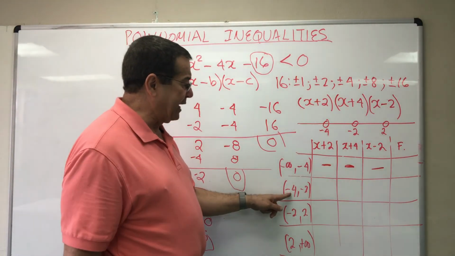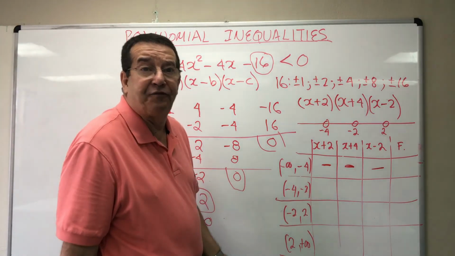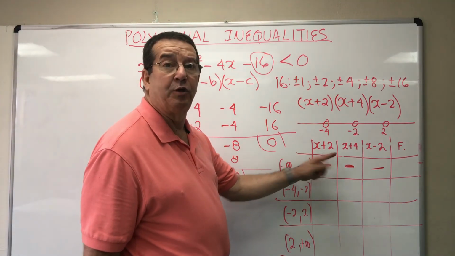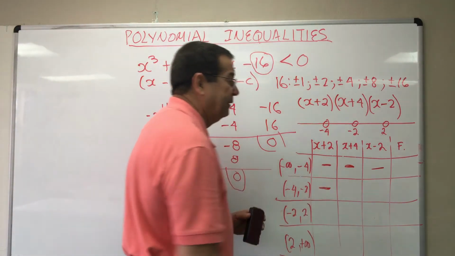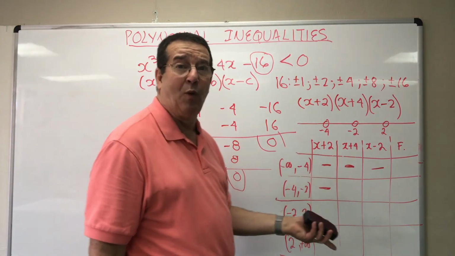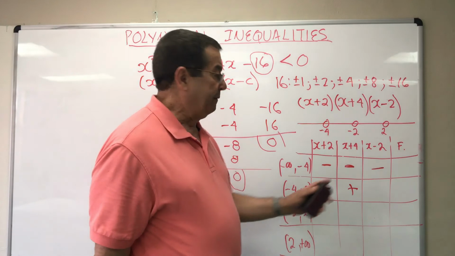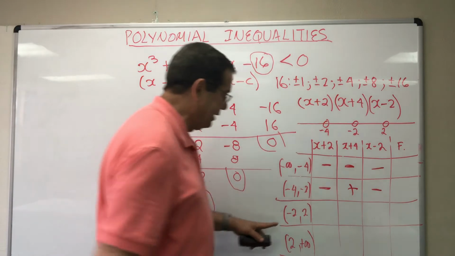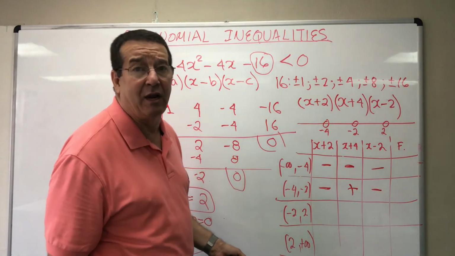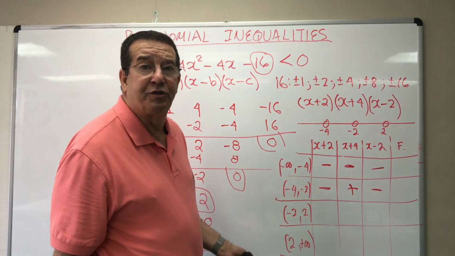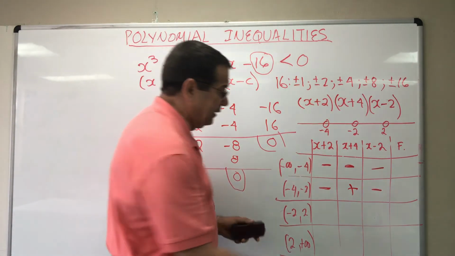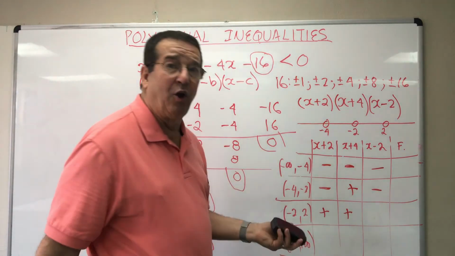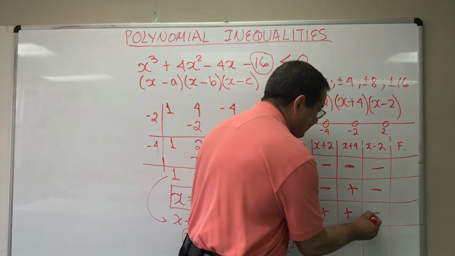Next, between negative 4 and negative 2, negative 3, for example. Negative 3 plus 2 is negative 1, negative. Negative 3 plus 4 is positive 1, positive. Negative 3 minus 2 is negative 5, negative. We continue. Between negative 2 and 2, I can select 0. 0 plus 2 is positive. 0 plus 4 is positive. 0 minus 2 is negative.